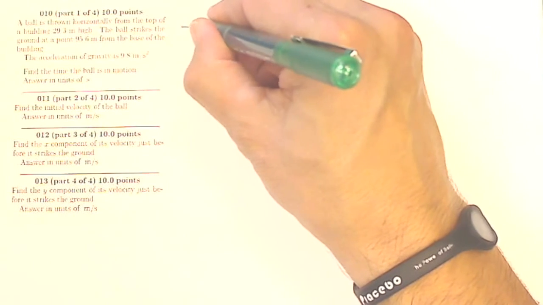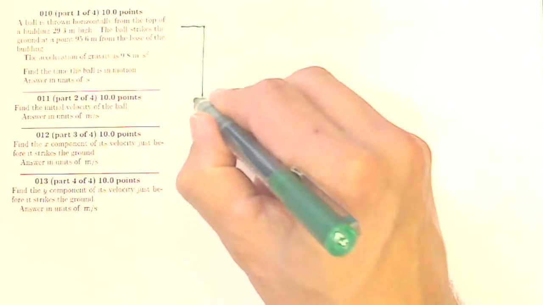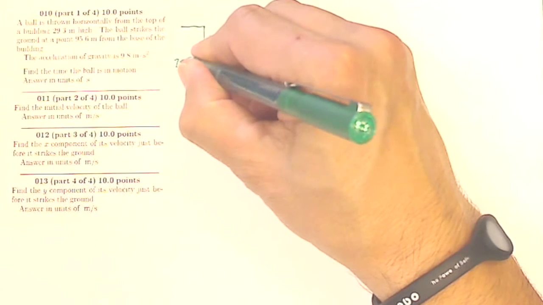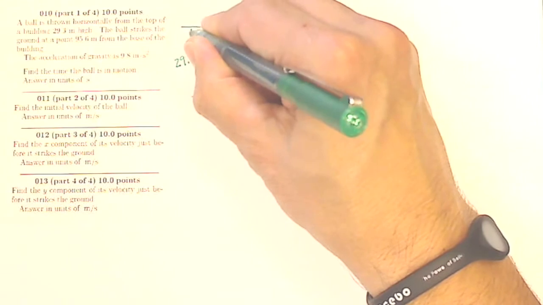This is physics homework number 7 about trig and horizontal projectiles. Questions 10 through 13, a four-part question. Question 10 says, a ball is thrown horizontally from the top of a building 29.3 meters high. So let's start drawing this. There's my building, there's my ground. I know this is 29.3 meters tall.